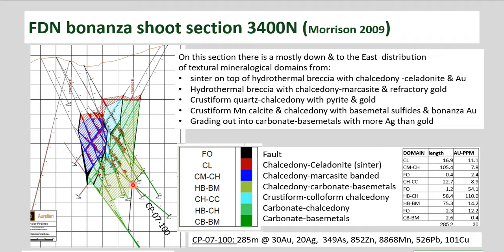Okay, so all of the zones have some gold, but it's zoned from refractory gold to free gold to carbonate gold to more and more silver. So there's a distinct horizontal or down to the right zoning there from the sinter and the marcasite to the quartz to the carbonate base metals. Okay, so very distinct pattern of zoning that's mappable in those holes. So we can go to the next one.